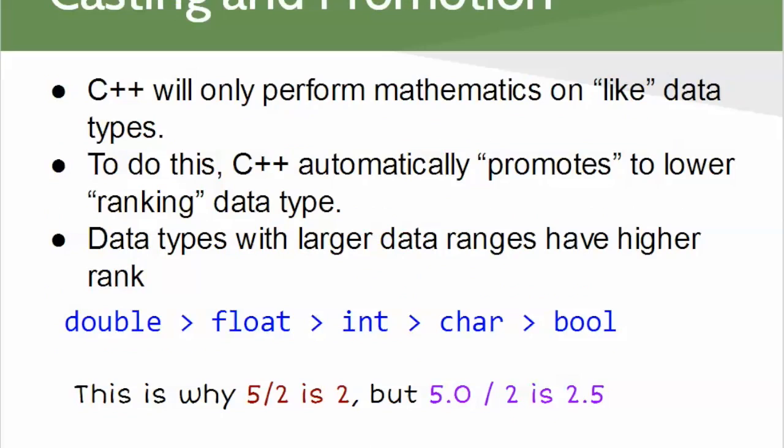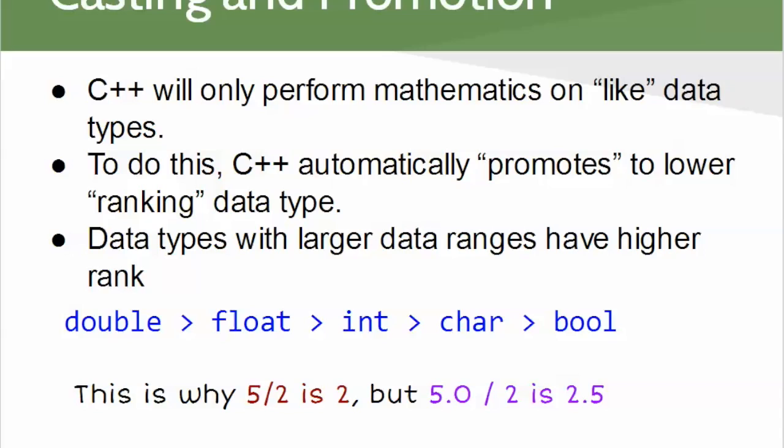In C++, we've already talked a little bit about integer division. We know that C++ will perform mathematics only on like data types. So in order to do this, if you write down 5.0 divided by 2, C++ automatically promotes the lower ranking data type. Now what does lower ranking mean? It means a data type that can store a smaller range.